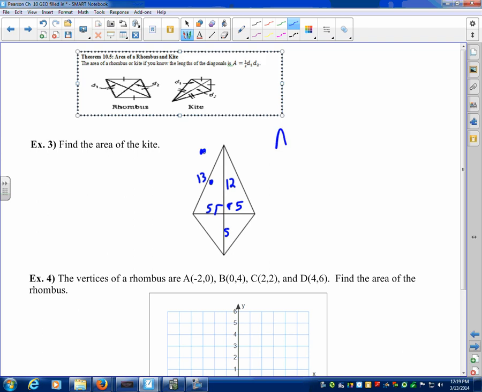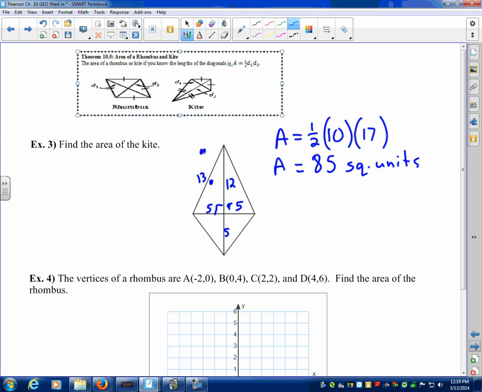So the area is equal to 1/2 diagonal 1 times diagonal 2. What's the length of diagonal 1 here? The short one. 10. And then diagonal 2? 17. So the area equals 170 divided by 2, or 85 square units.